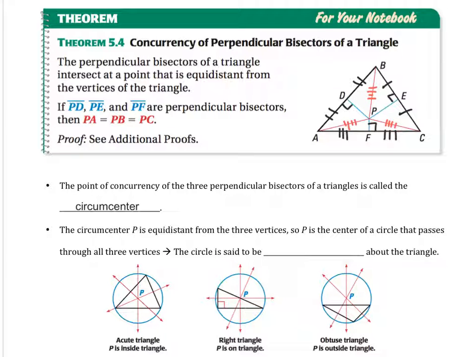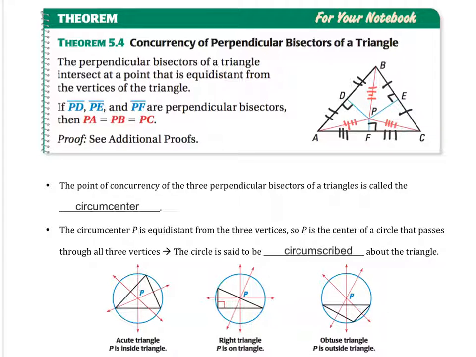We can think of that circumcenter P, since it is equidistant to the vertices of the triangle, as the center of a circle that is drawn around the triangle, because these distances would become like radii of the circle. So I can draw a circle around it. That circle that is drawn around the triangle is said to be circumscribed about the triangle.